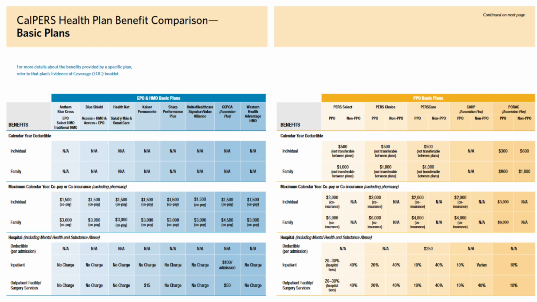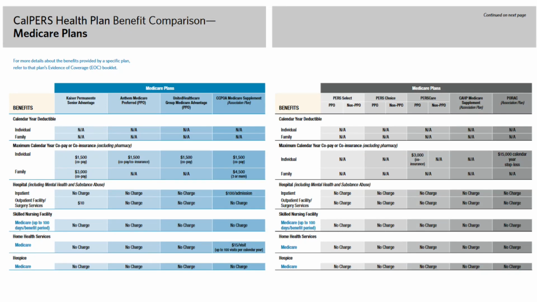And finally, there are the benefit comparison charts. These are side-by-side descriptions of what the plans cover. The comparison charts are separated by basic or non-Medicare plans and the Medicare plans.